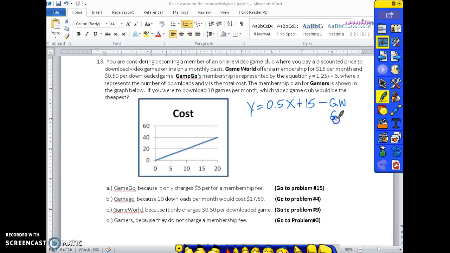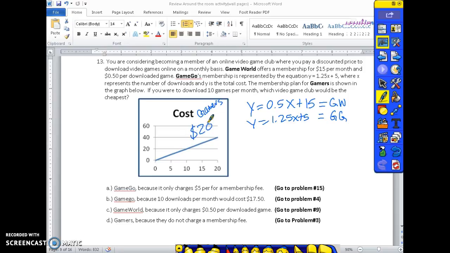Game Go has an equation of y equals $1.25x plus 5, where x represents the number of downloads and y is the total cost. The membership for Gamers is shown in the graph. If you were to download 10 games per month, which video game club would be the cheapest? Well, for Gamers, 10 videos cost $20.